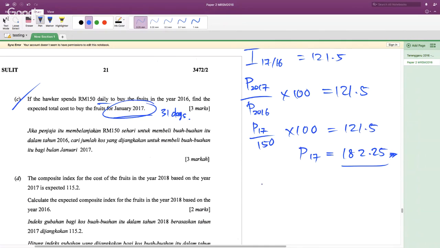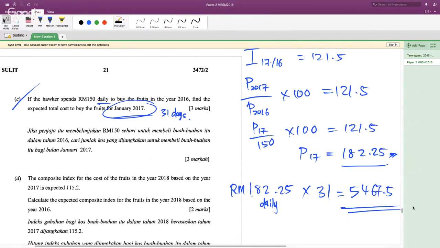So what you need to do is use this one. This is the price for daily. So January itself has 31 days, you have to multiply 31. You get the total cost you need to prepare for January itself. Yeah, so thanks for reminding me of that. Sometimes I'm just so curious about this thing.